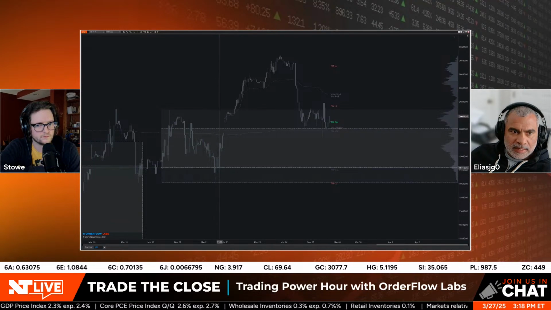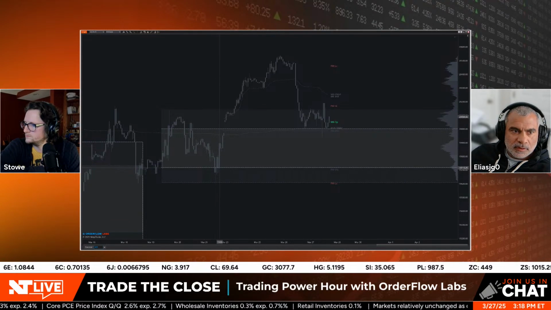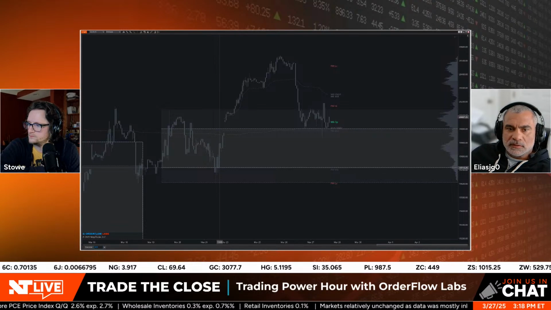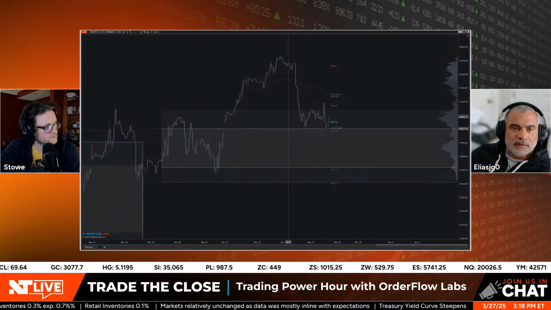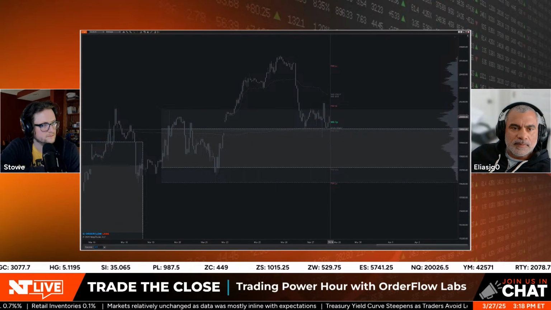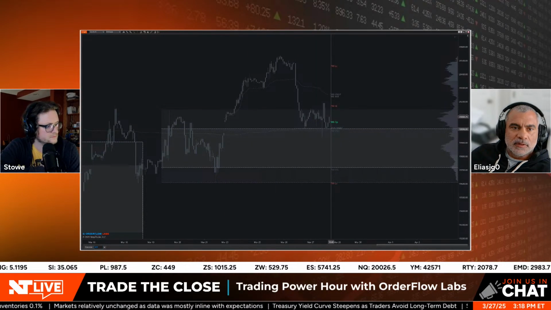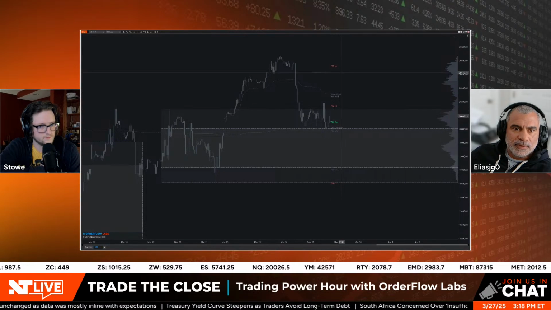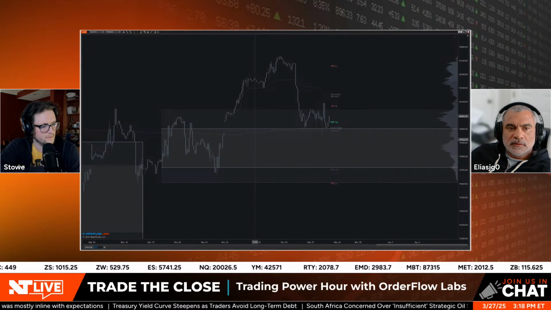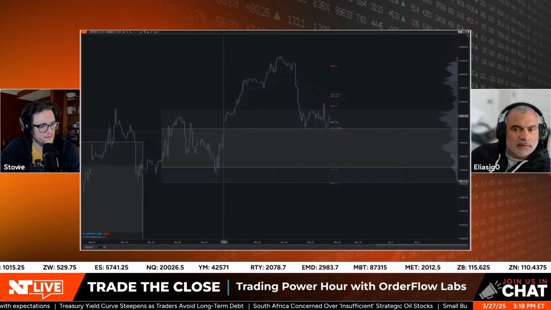I differentiate those two because I found that often we'll have situations like this where we make a low, we come back into the composite value and we'll hold it. So that's a secondary piece of context for me. If we're holding the top of the composite value, there's a chance that we will come back up to test the highs and potentially break out. I'm going to look at that.